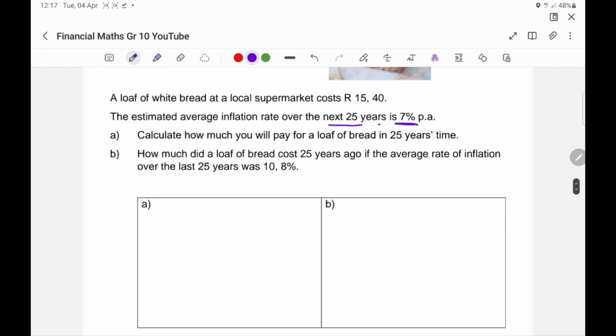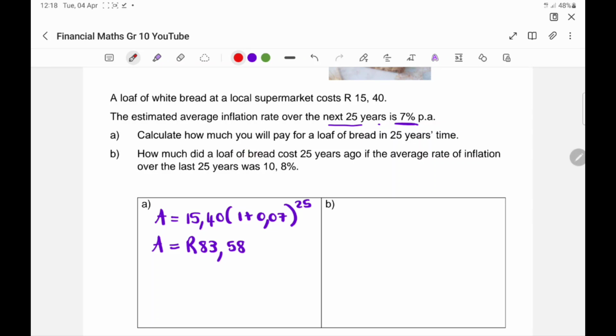So A, we've got the present amount, 15 Rand 40, and it's over 7%, all raised to the power 25. Remember, inflation is always compound interest. So the estimation for bread in 25 years' time will be 83 Rand and 58 cents. You can never imagine that, but it's going to get to that one of these days. Your kids will pay 83 Rand a loaf of bread. You can't imagine it, but it's coming.